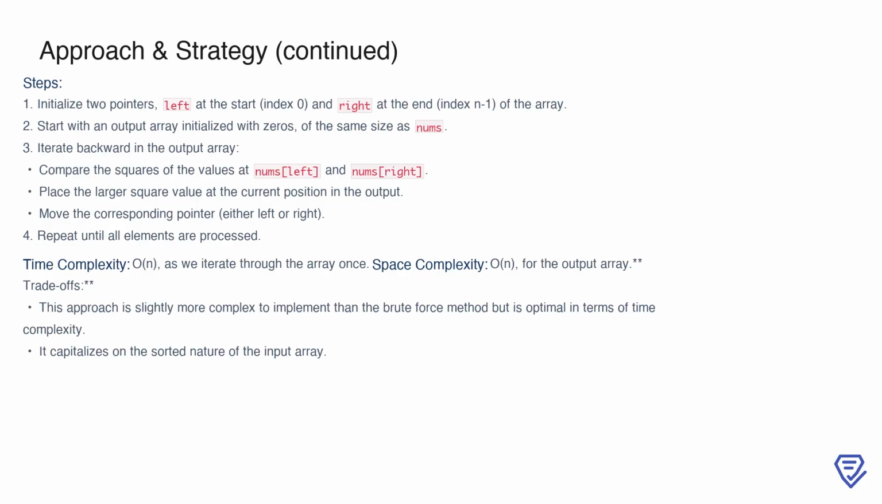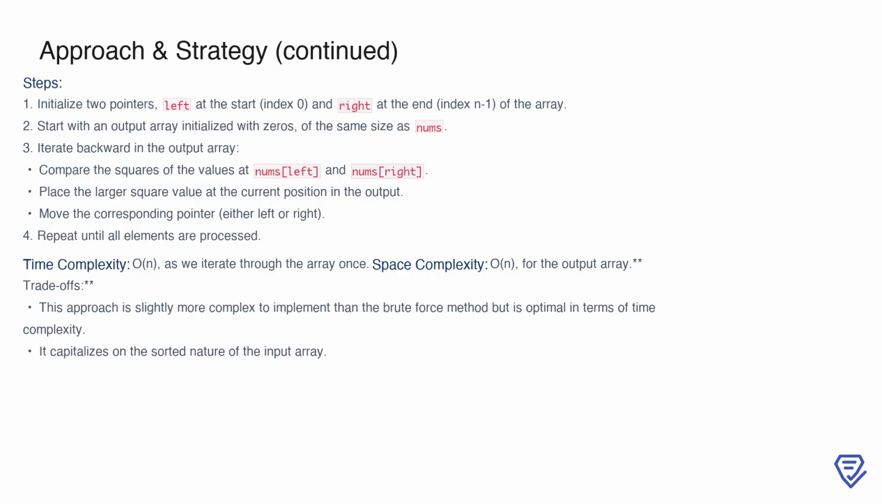If the square from the left pointer is larger, we move the left pointer one step to the right. Otherwise, we move the right pointer one step to the left. This process continues until all elements from the input array are processed. Since we only iterate through the array once, the time complexity of this approach is O(n). The space complexity remains O(n) due to the output array.